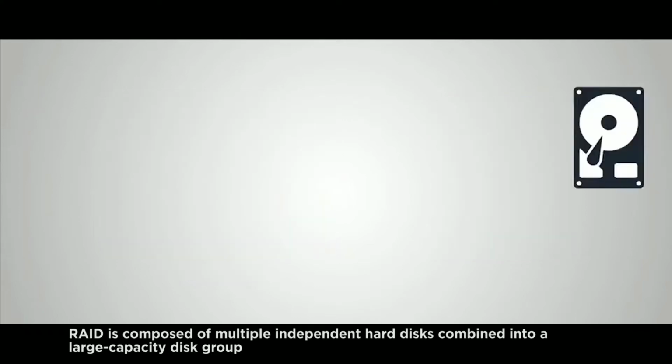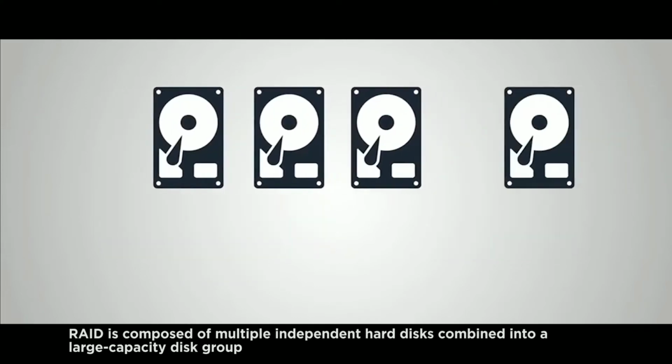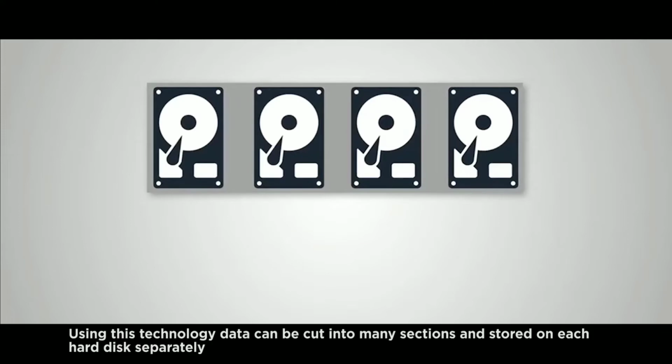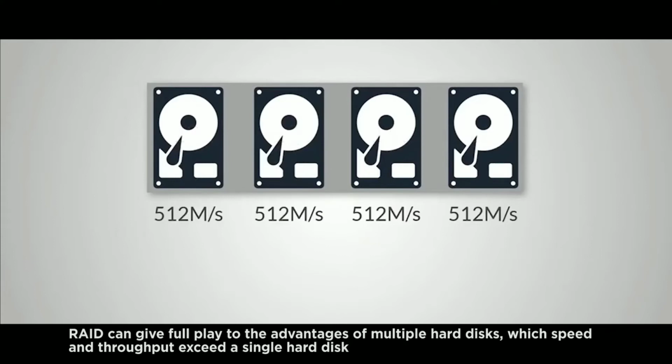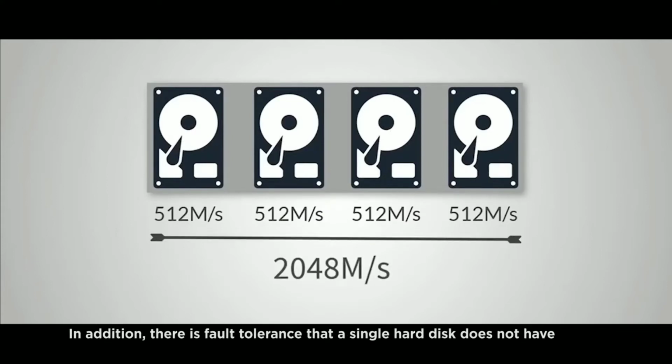RAID is composed of multiple independent hard disks combined into a large capacity disk group. Using this technology, data can be cut into many sections and stored on each hard disk separately. RAID can give full play to the advantages of multiple hard disks, with speed and throughput exceeding a single hard disk. In addition, there is fault tolerance that a single hard disk does not have.